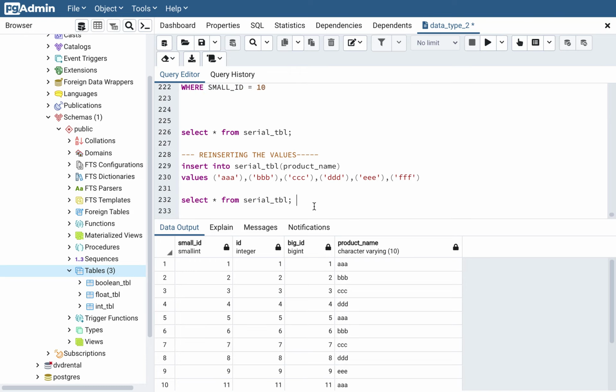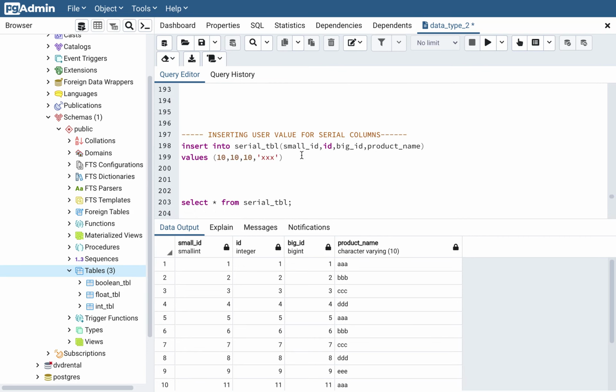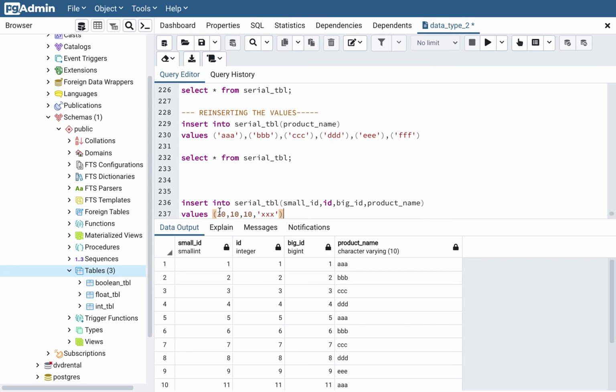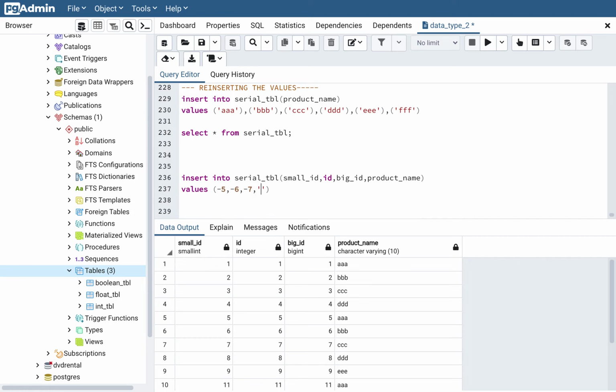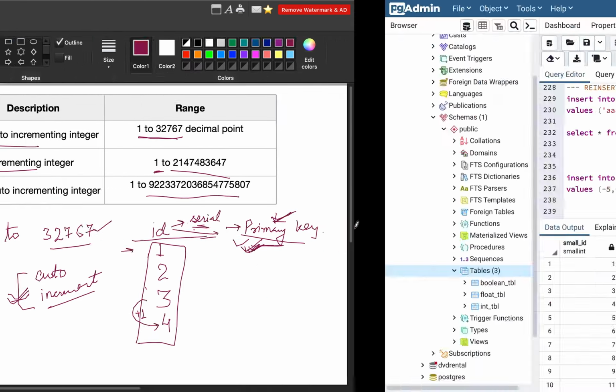Now, one last thing which we wanted to see is whether serial only accepts positive numbers, or can it also accept negative numbers? Let's say I am inserting here -5, right? And again I am inserting here -6. Again I am inserting here -7, right? And let's say this value is something. So you remember I have mentioned the range to be 1 to 32,767 for serial number. That means a positive number. I have never said a range of negative numbers.